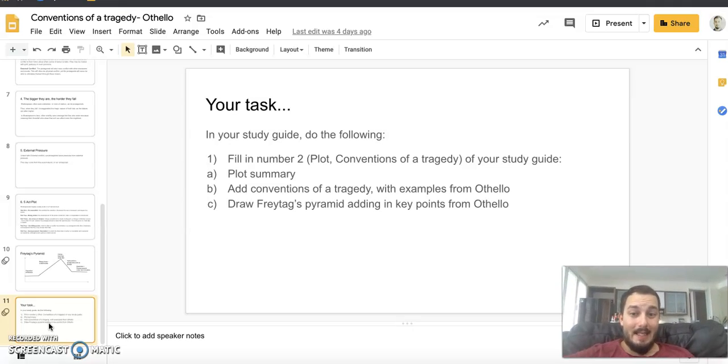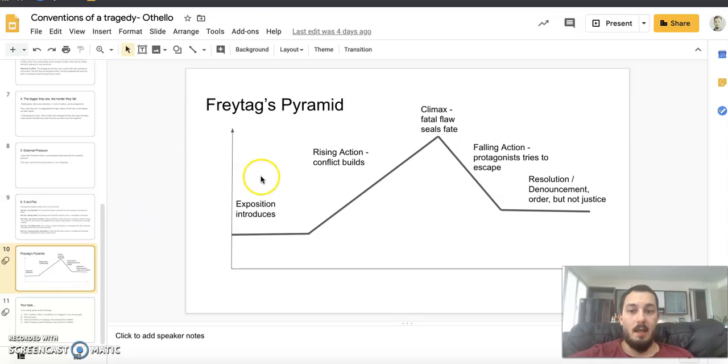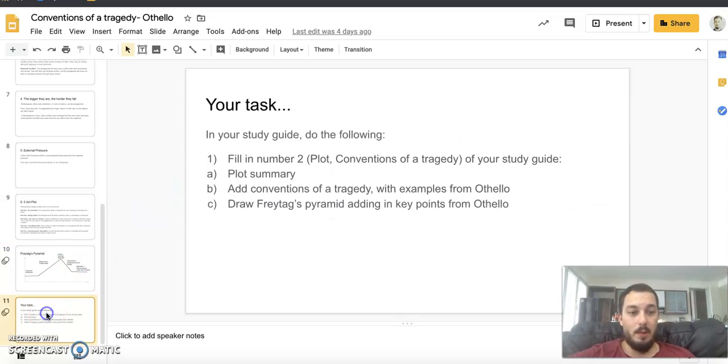Secondly, you need to add conventions of a tragedy to your study guide with some examples from Othello. You may need more than one slide for all of these. That's fine. Take as many slides as you need. And lastly, draw Freytag's pyramid and add in the key plot points from Othello. It's really easy to do on Google Slides. This was actually done just by drawing lines, so it's not difficult. If you want to use something else and then paste it there, that's fine.